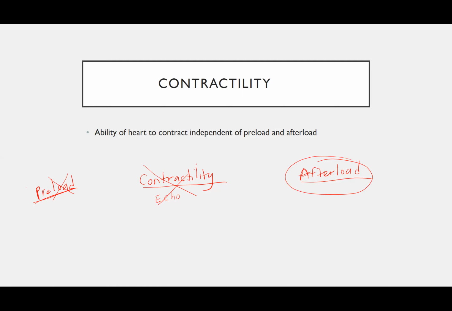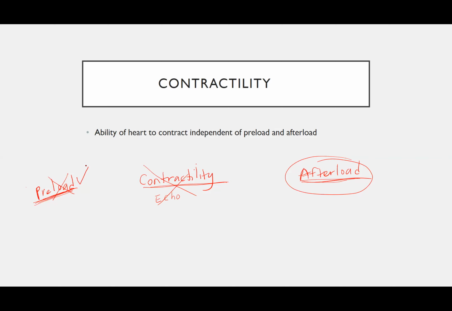And oftentimes it may be a combination of these three. I may have a preload problem and an afterload problem, or I may have a preload, contractility, and afterload problem. But it really helps me dictate: if I treat the preload and things got better from that angle, but I still have a contractility problem and still have an afterload problem, what are my next steps?